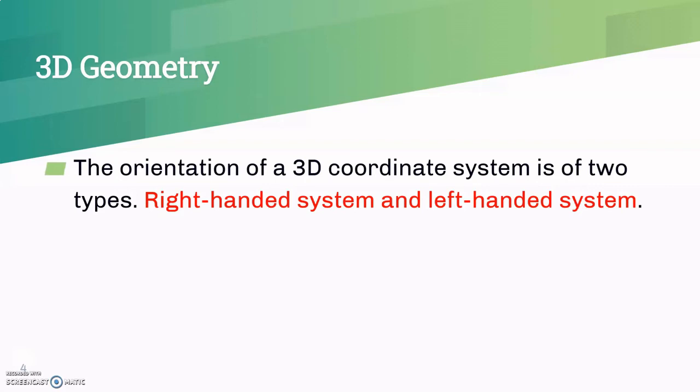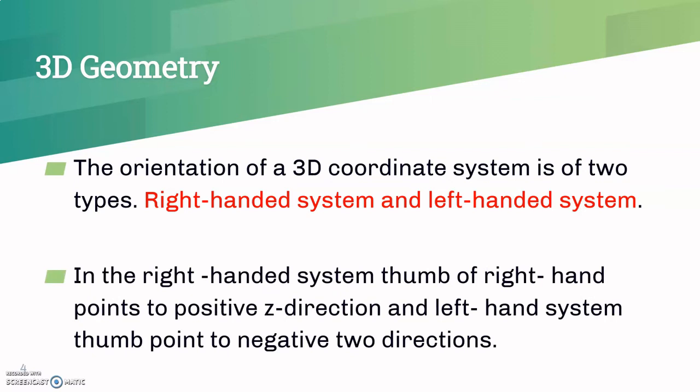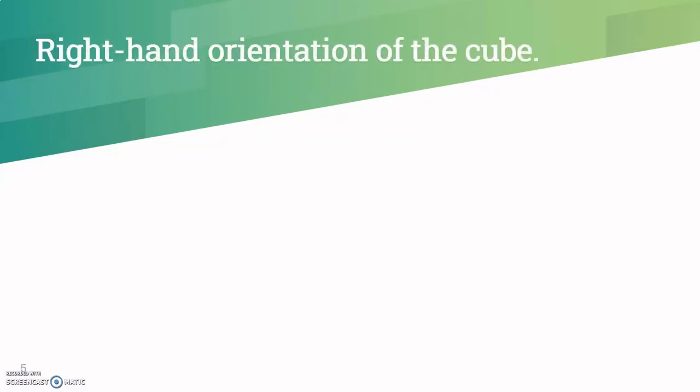So 3D geometry, the orientation of a 3D coordinate system is of two types, that is right-handed system and left-handed system. So in the right-handed system, the thumb of the right hand points to the positive z direction and in the left-handed system the thumb points to the negative z direction. Okay. Now we'll see only the right-handed system. Okay, let's see how a right-handed system is there.